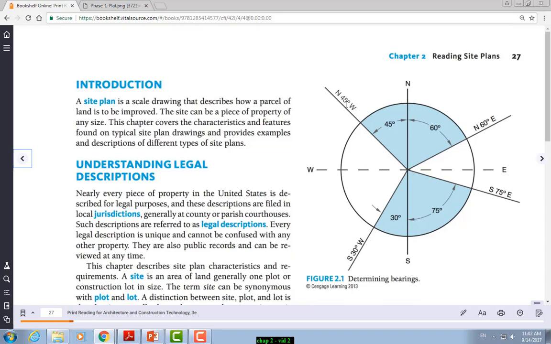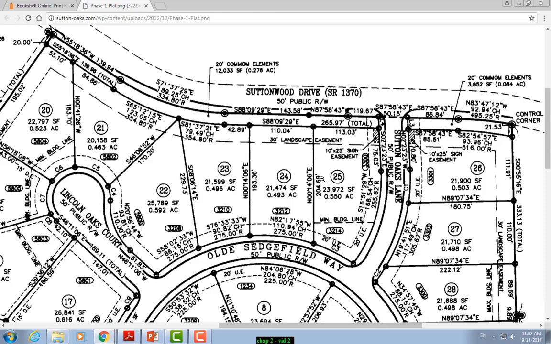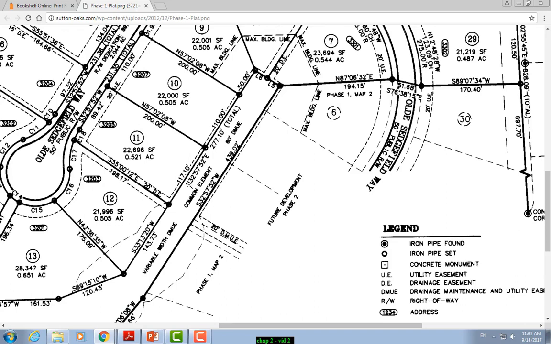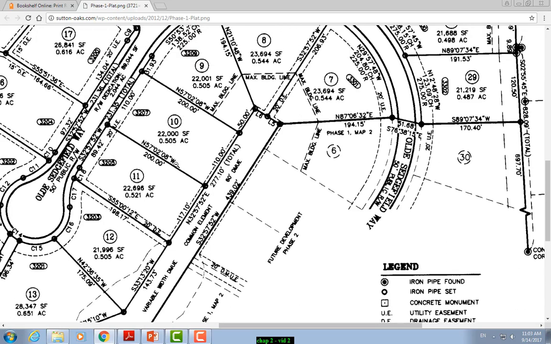Now these bearings that we have here don't have minutes and seconds. They only have degrees. Let's look at this one here. It's north 89 degrees, and so on, east. So it's north, an angle, east. For example, this one is south, angle, east. And over here, north, angle, west.